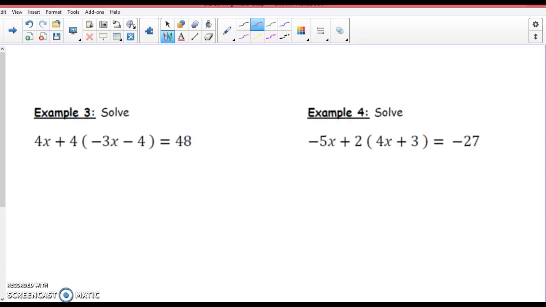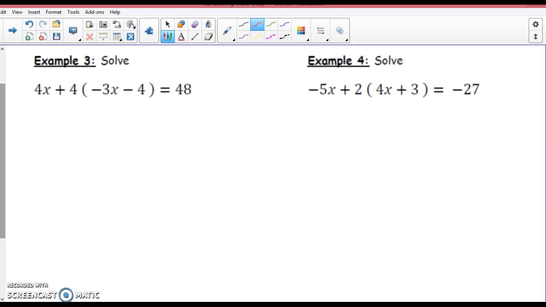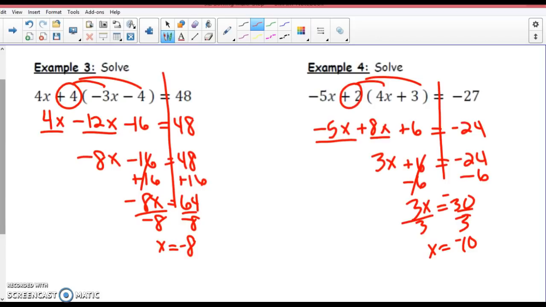All right, same thing. Pause this and work these two out. All right, here are the solutions for these two. Again, check your work, see if you made any mistakes, and figure out where you did. If not, you need to ask questions.